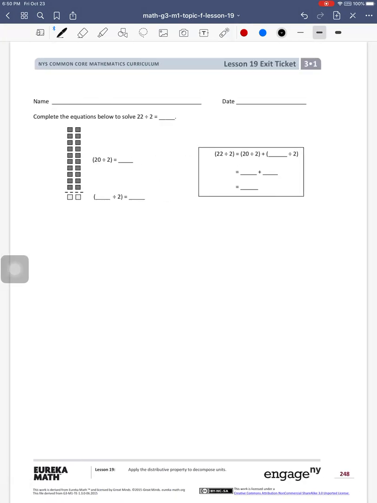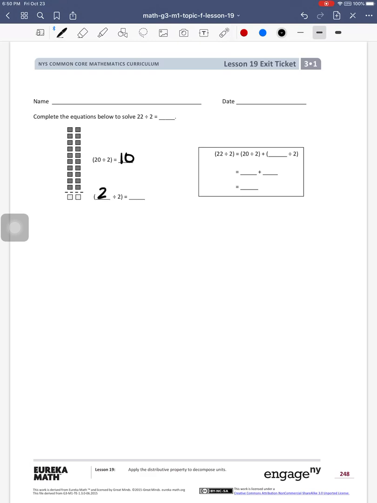Okay, exit ticket. Complete the equation below to solve 22 divided by 2. So we have 20 divided by 2. So we have 20 all together above the dotted line. All these shaded squares equal 20. And each row has 2 in it. So we need to figure out how many rows there are. Right, there are 10.